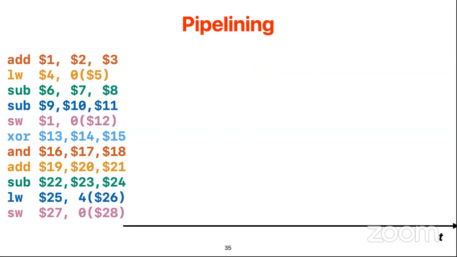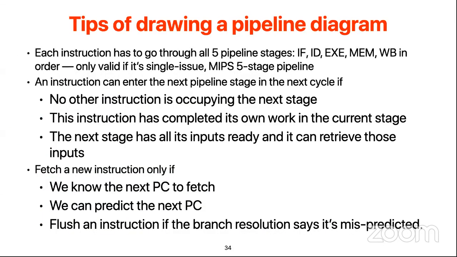Okay, Byron, question? Yeah, can you go back to the previous slide? I was wondering, when you say flush an instruction if the branch resolution says it's mispredicted, how do you know which registers to... Okay, we will talk about that later. But here's the guideline. And right now, our processor doesn't have a branch predictor, so don't worry about this. Okay.